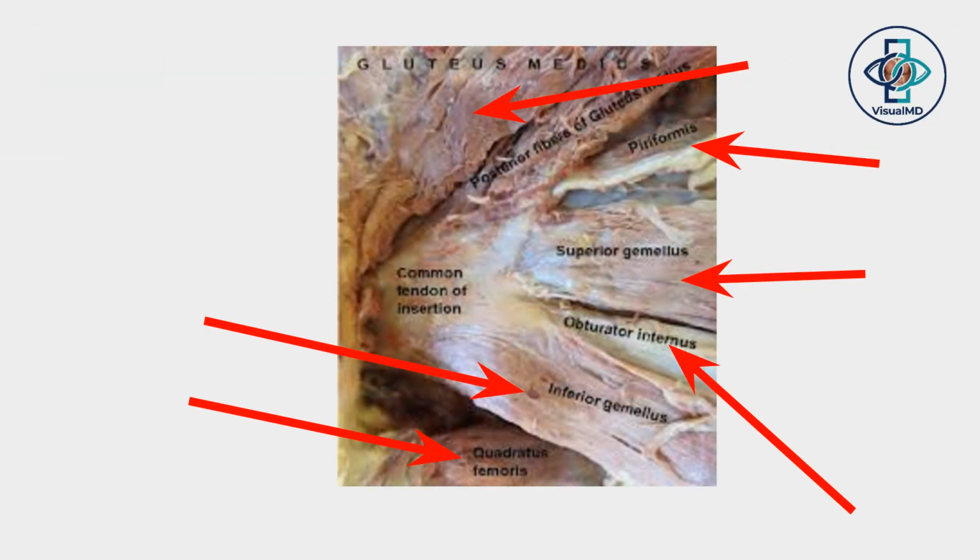This cadaveric image provides a real-world view of the deep lateral rotators, including the piriformis, superior and inferior gemellus, obturator internus, and quadratus femoris, demonstrating their relationships and the common tendon of insertion.